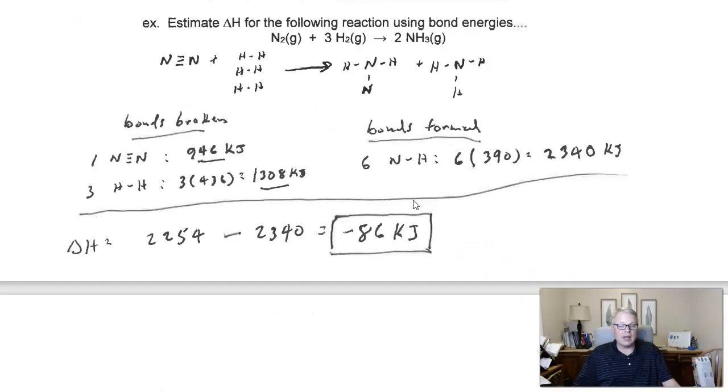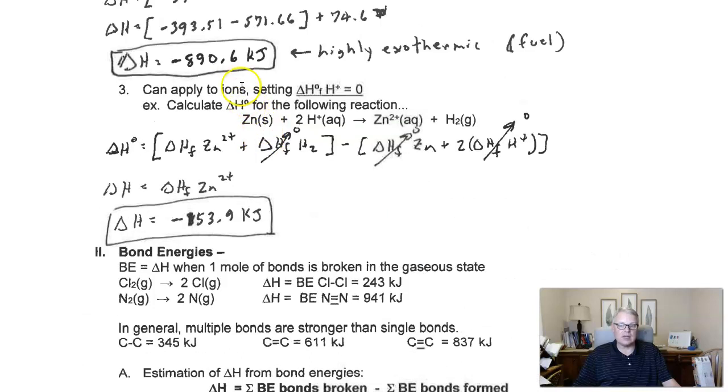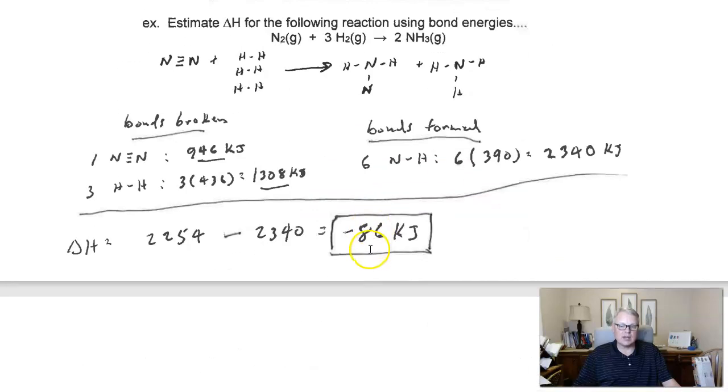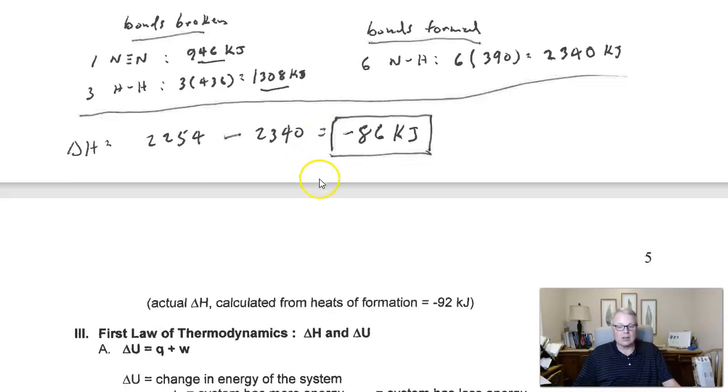And if you don't have table data for heats of formation or equations for Hess's law, and this is all you've got, then I guess this is all you've got. But it's just another way to calculate delta H. So I've shown you three ways to calculate delta H. You have no excuse for not being able to calculate delta H now. This is the only thing out of Chapter 7 you're responsible for on this particular test. And that's not too bad.